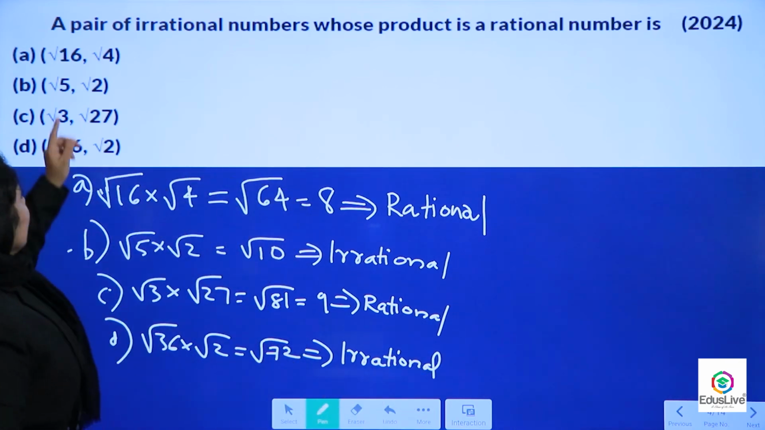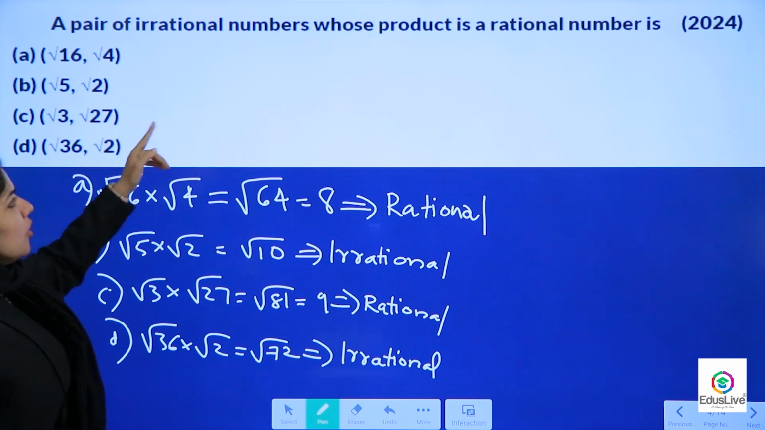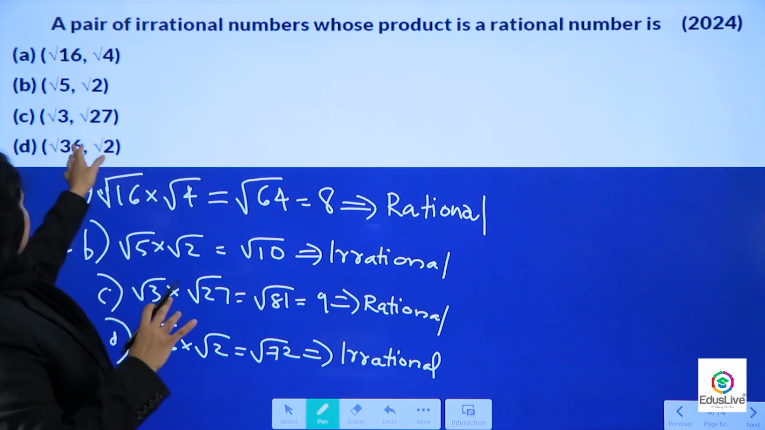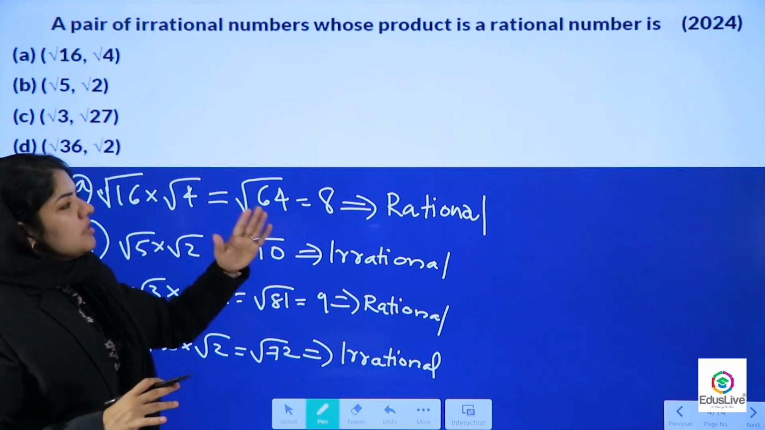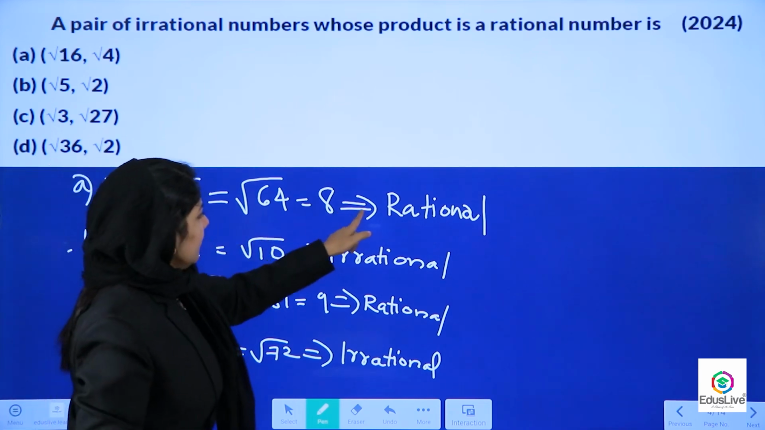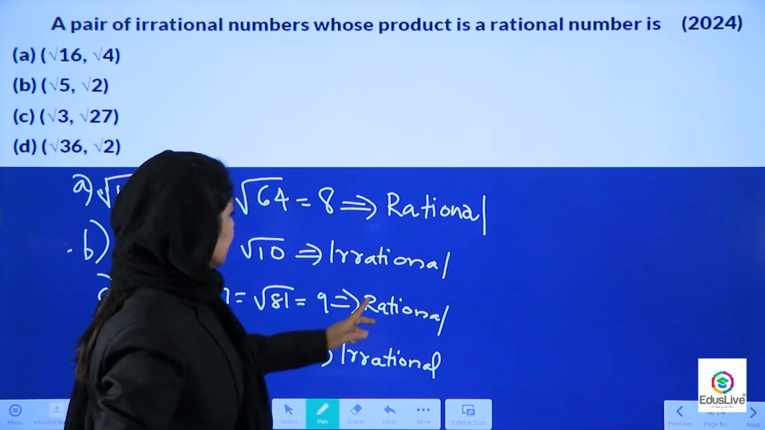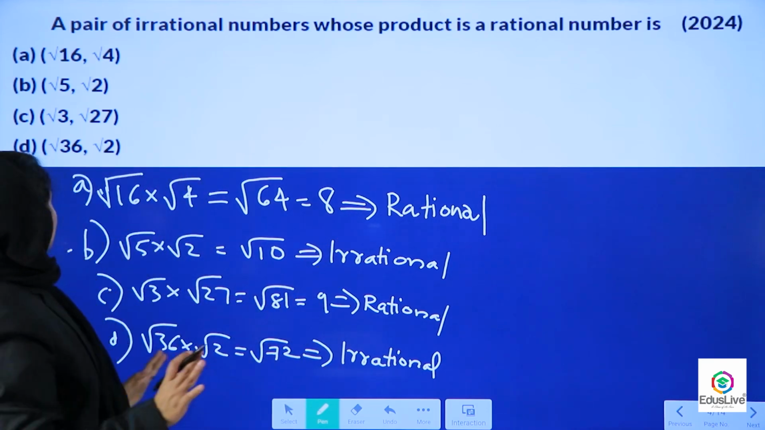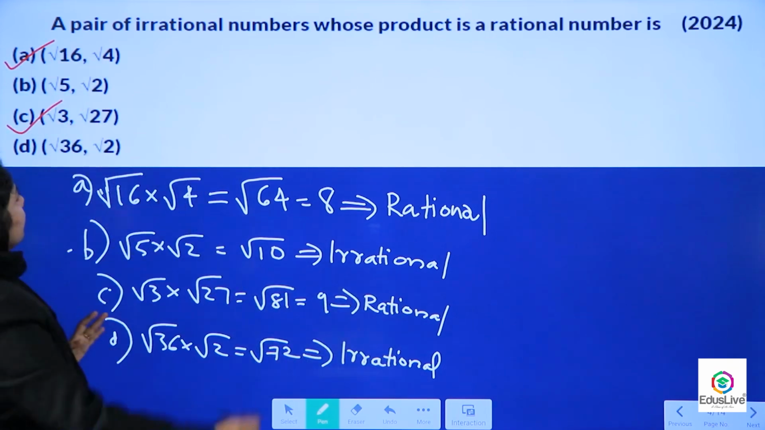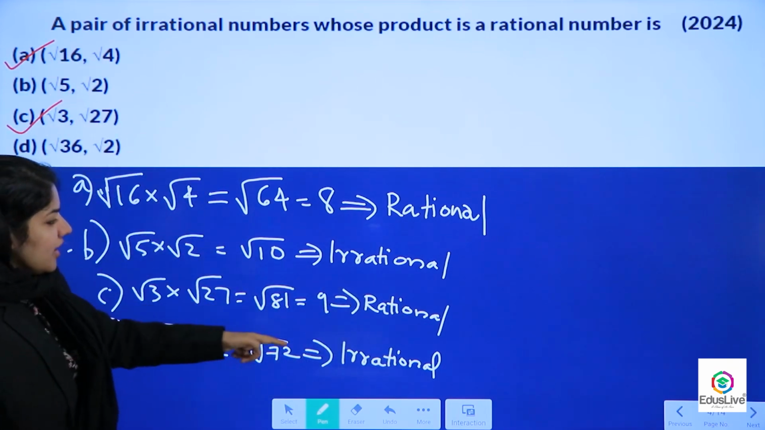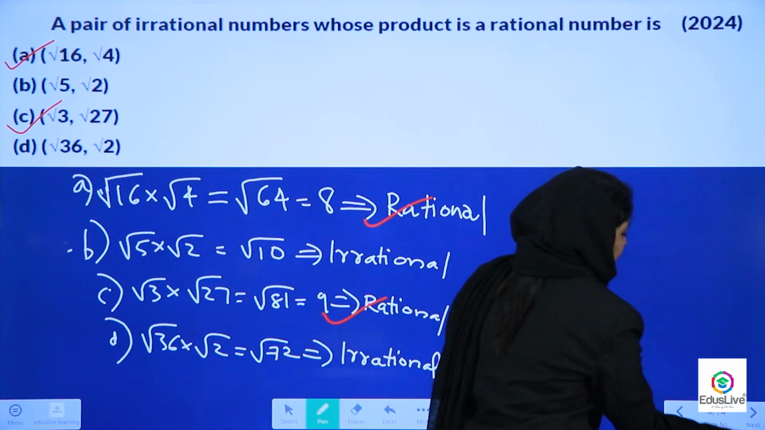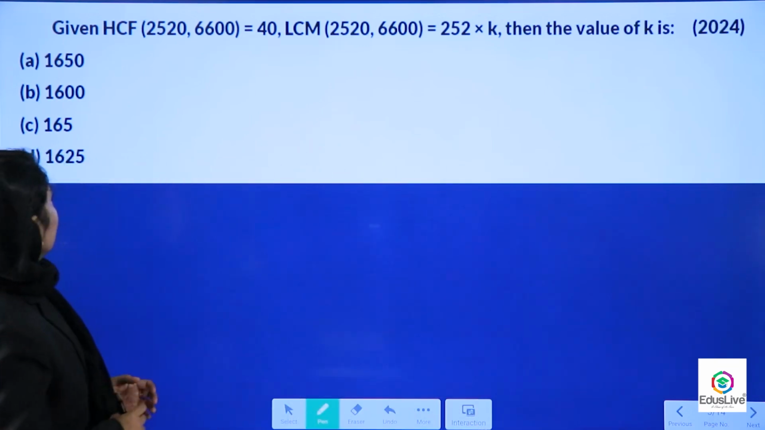So the question is, we have to choose the pair of irrational numbers whose product is a rational number. When you find the product of these two irrational numbers, we have to get a rational number as the product. So see, in the first case and in the third case, we get the product as a rational number. So the correct options are A and C. Okay, in these two cases, we get the product as rational numbers. I hope it's clear. Let's check out the next one.